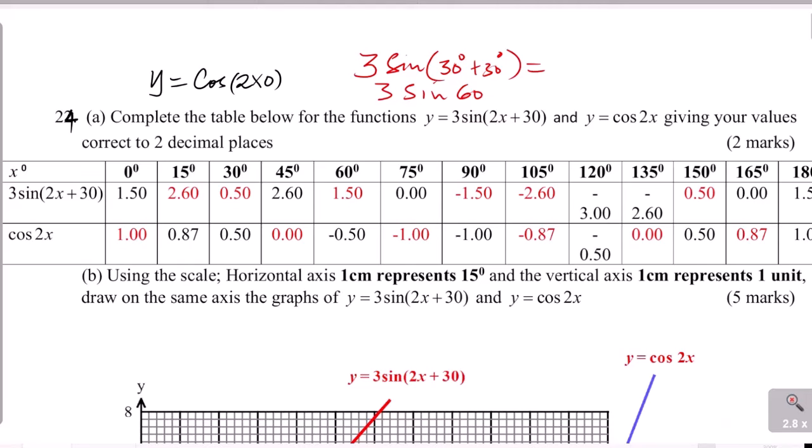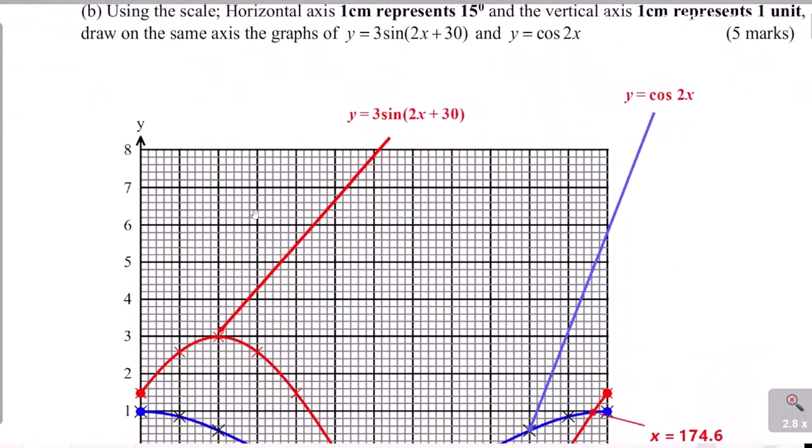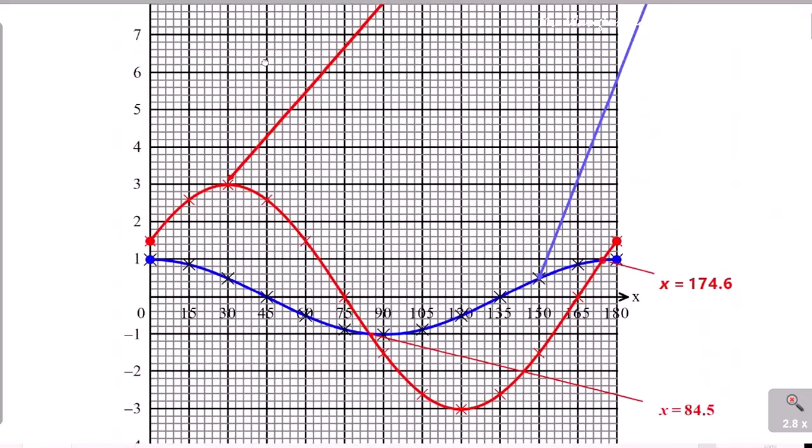Now we go to part B. Using the scale, you're given the scale: horizontal axis, 1 centimeter represents 15 degrees, and the vertical axis, 1 centimeter represents 1 unit. You should strictly use the scale that is given. Horizontal, that is the x-axis, use this scale. If you don't use this scale, you lose the mark for the scale. Then on the vertical axis, 1 centimeter represents 1 unit. So all you need to do is simply to use the values that are here.